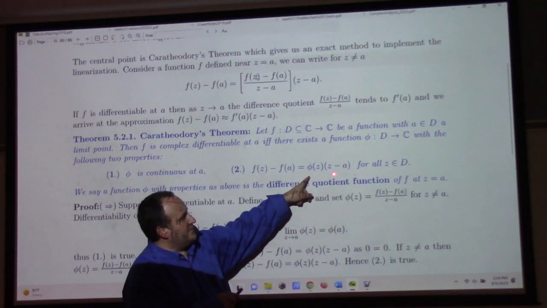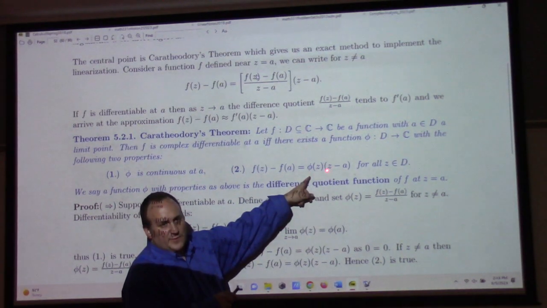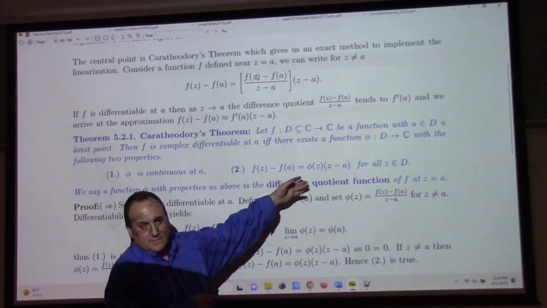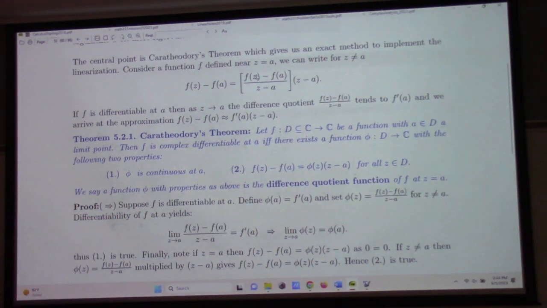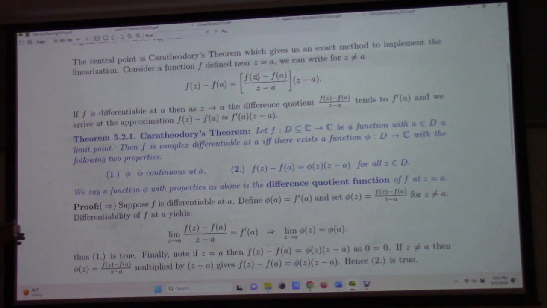So if you solve this for z not equal to A, it means that phi of z is the difference quotient, right? But I write it this way. Those two conditions are equivalent to the existence of the difference quotient. It doesn't seem like this is going to be much of an improvement, but it actually is a lot. So the proof is right here.